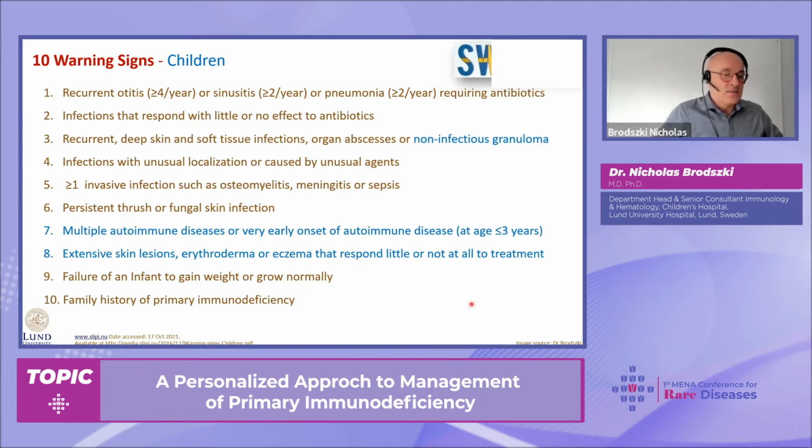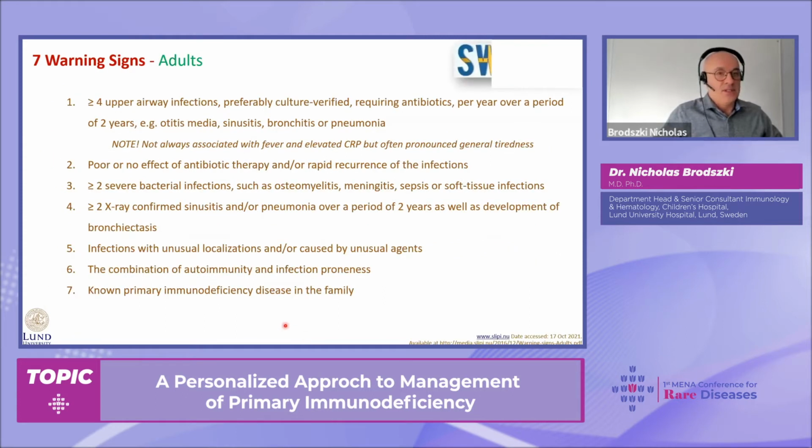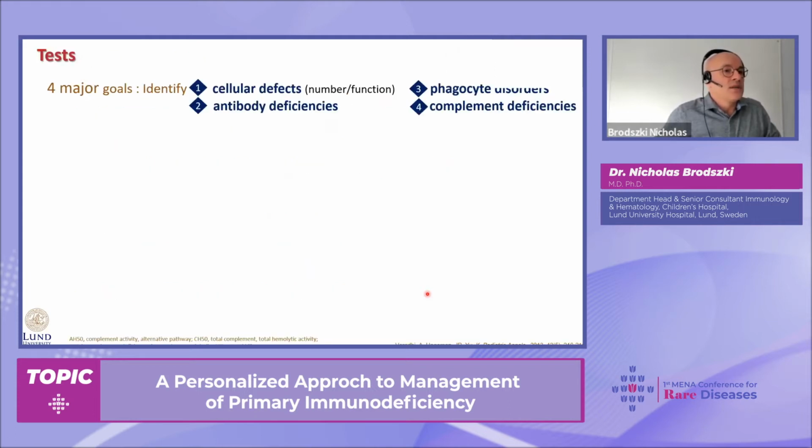So how to suspect it? Use the warning signs. They will help you find the patient who has immune deficiency. The next step would be, how should you test? When I'm trying to tell my colleagues or the students how they should test, I tell them to think about 4 pillars of the immune deficiency. If you have correct numbers of cells and they are functioning as they should, you should look for antibody deficiencies, you should look for phagocyte disorders, and you should look for complement deficiency.